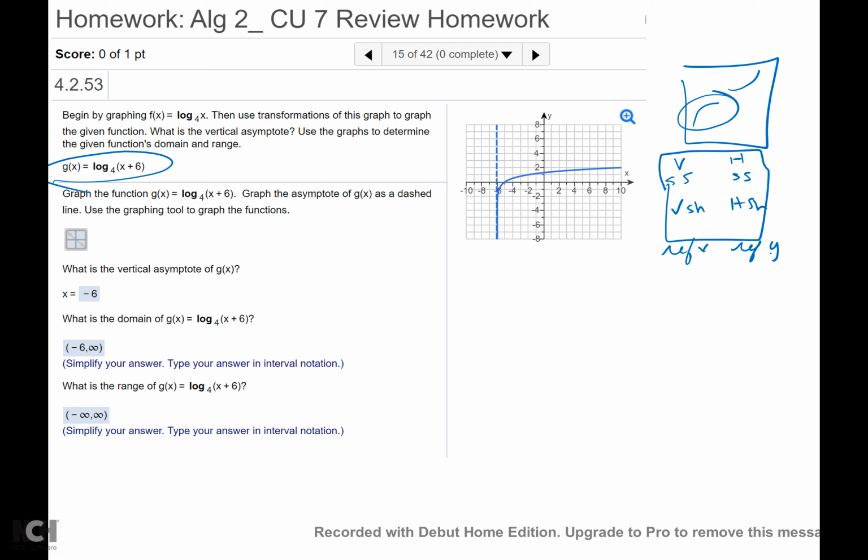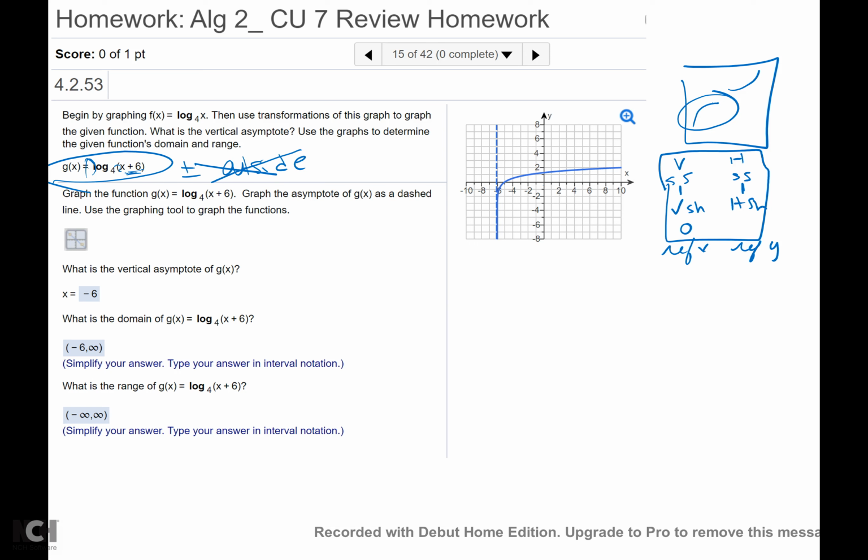Okay? So what you do is, if you're looking for stretches or shrinks for vertical, are they multiplying the log by anything? Is that 4 times the log or 10 times the log? No, so that stays 1. Are they multiplying the x? Like, is it 2x or 5x? No, they are not. So the horizontal stretch or shrink isn't going to change. Your vertical shift is if they add or subtract something on the outside of parentheses. There's nothing added or subtracted outside, so that stays 0.